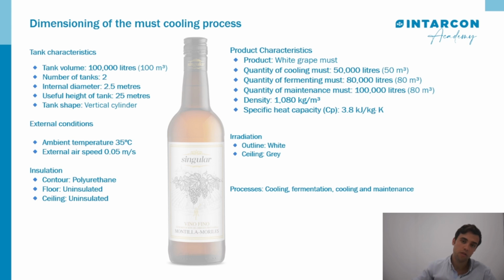Next we are going to see the layout. It's outside, so we are going to have irradiation, and the insulation will be polyurethane on the contour, and the floor and the ceiling in this case are not insulated. The product first is white must.